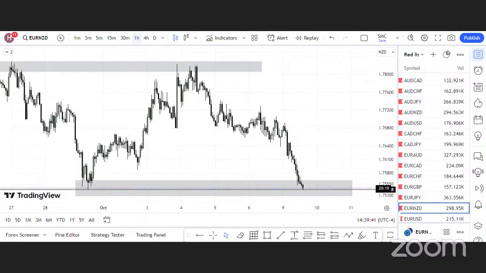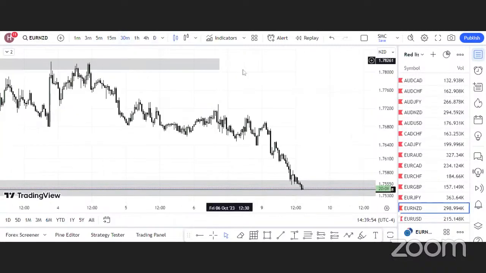So now I want to stay on my 1-hour time frame to see if the market is going to give me a rejection here for me to buy. Okay. So if I get a rejection, I'm going to buy. If I get a break to the downside, then I'm just going to sell.